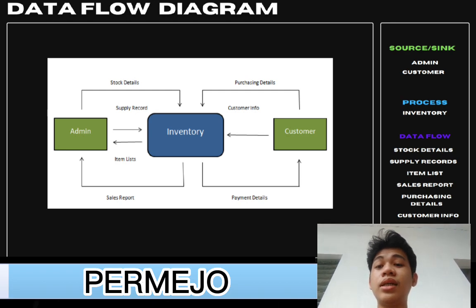Purchasing details, client information, and payment details are all functions on the customer side. The customer will be shown what was purchased in the purchasing details, after which the customer's information will be collected and added to an inventory. The payment details, which will notify the customer of the item price, will be revealed in the last section.